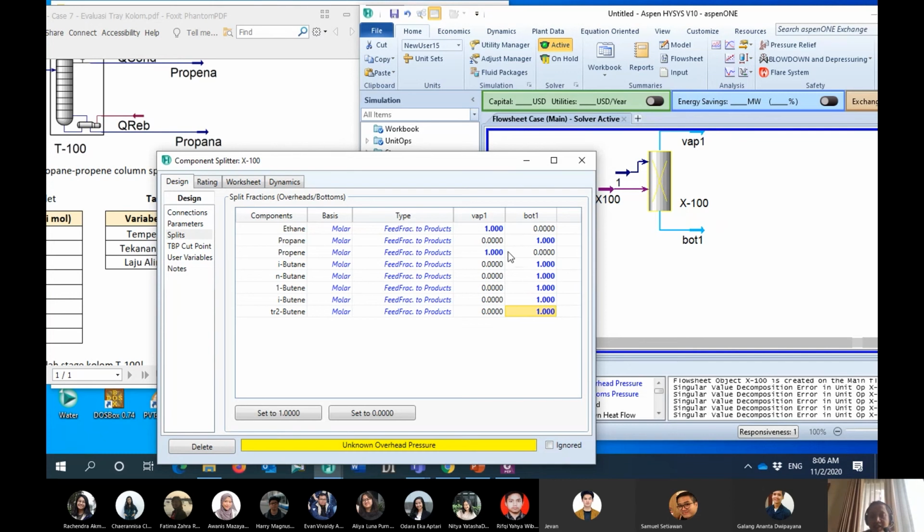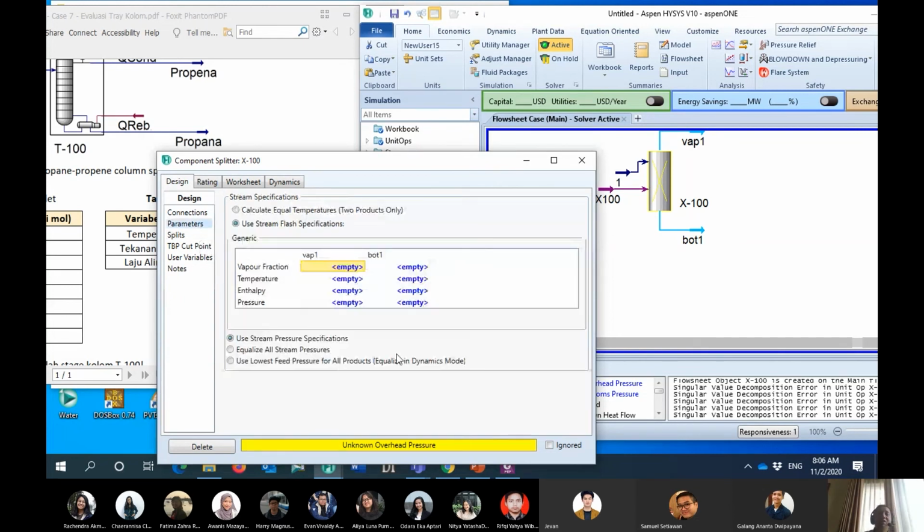So by defining this one, I already define which product will go to the top and which product will go from the bottom. And then after that, I will go to the parameter. The parameter in here will tell you about the operating condition that you have to provide for this operation.